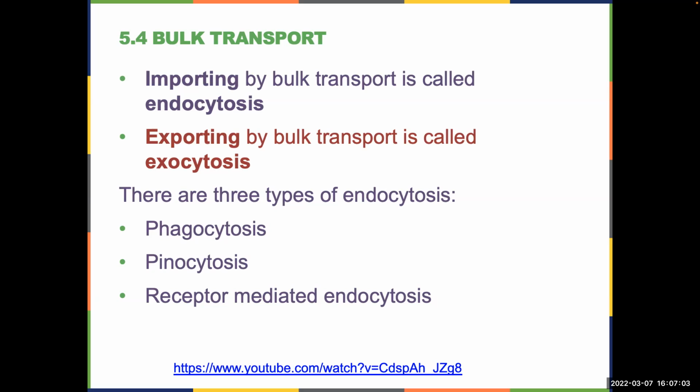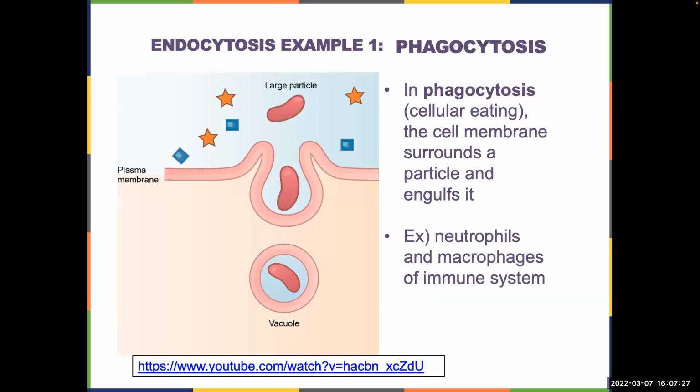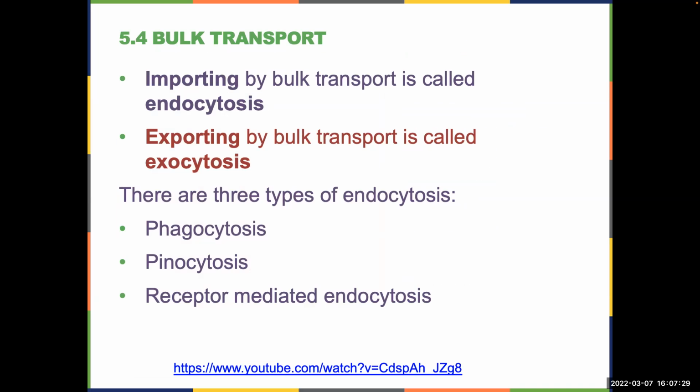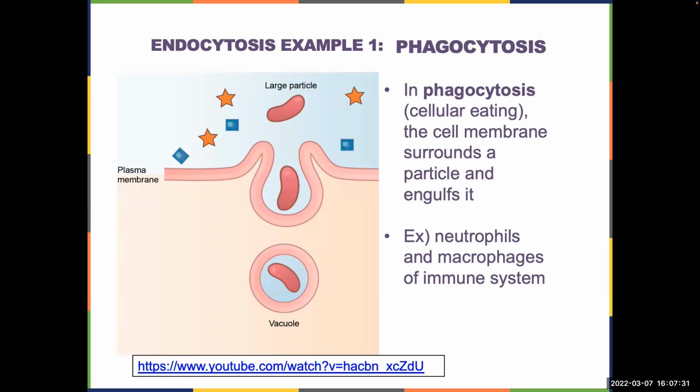There are 3 types of endocytosis: bringing in materials, bringing in food, bringing in resources. It could be phagocytosis, pinocytosis, or receptor-mediated endocytosis. And then for export, it's just one example. Please make sure you're watching the video links, even though I'm not showing them. Okay, this one is different from this one.